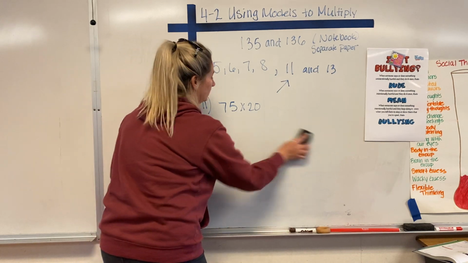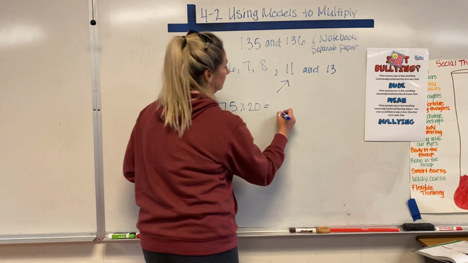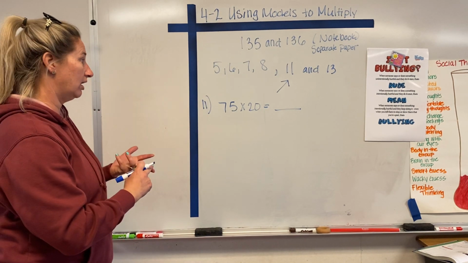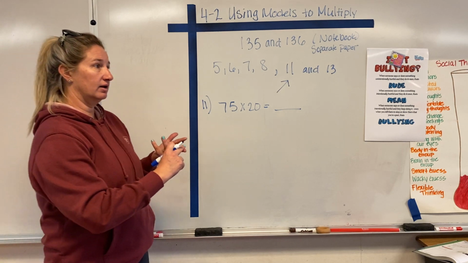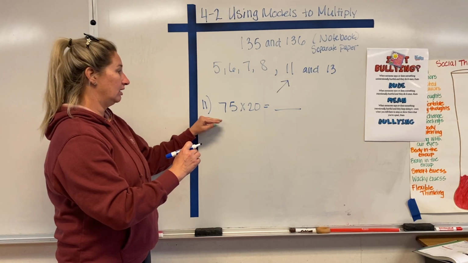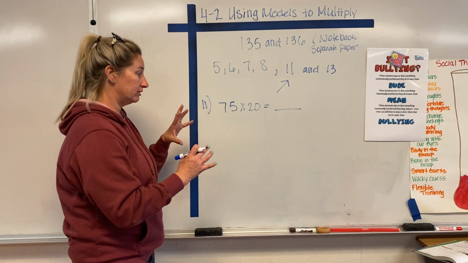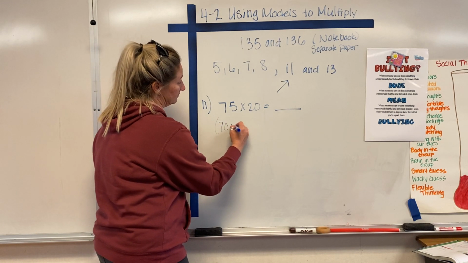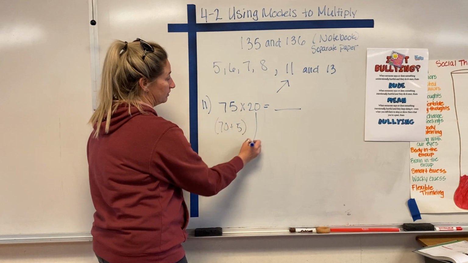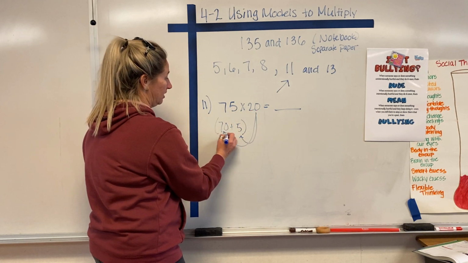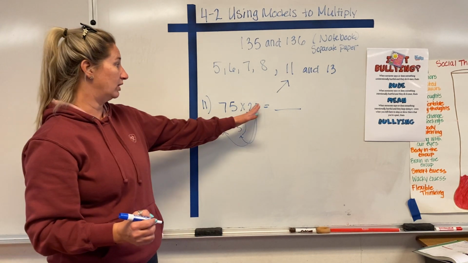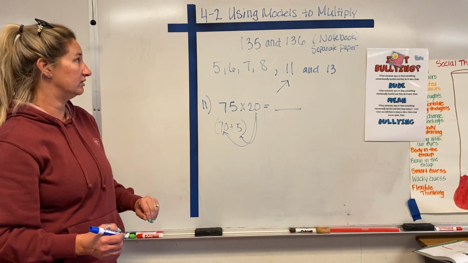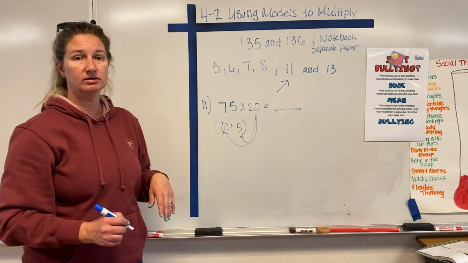Okay, so you can use either model that we did today. You can draw out the place value blocks, or you could draw the box. This is going to be separated into its tens and its ones, 70 plus 5. And you're going to distribute the 20 to the 5 and the 70. So you'll have 20 times 70 and 20 times 5. And you can use either model that we learned today.